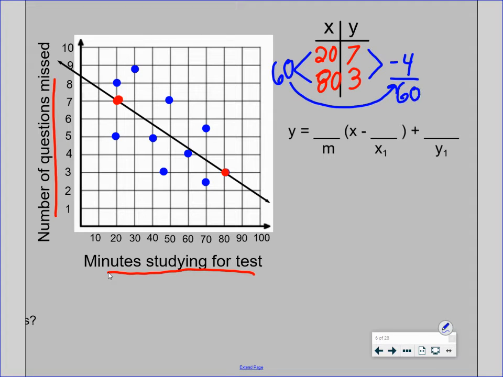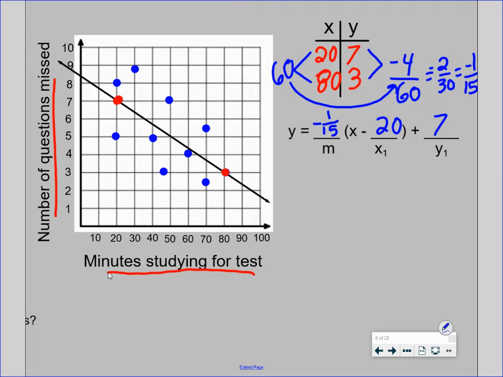So our slope is negative 4 over 60, which reduces down to, well, you can look at it this way: that would be negative 2 over 30, but that keeps going. That reduces down to negative 1/15. You could also put that in your calculator if that will help. So our slope is negative 1/15. To write the equation of our line, we need to choose one of our points. I'm going to choose the 20 minutes studied and 7 questions missed, that point (20, 7).